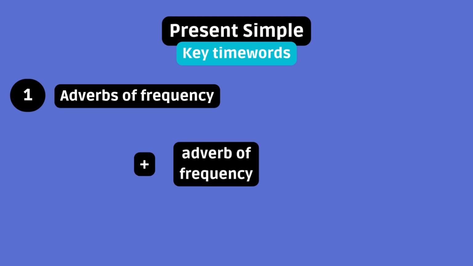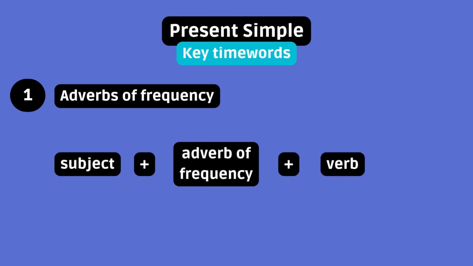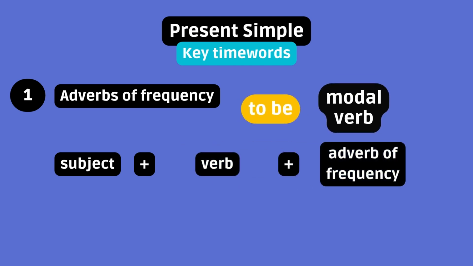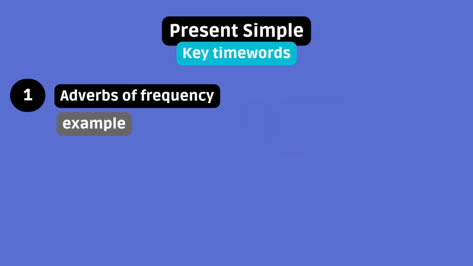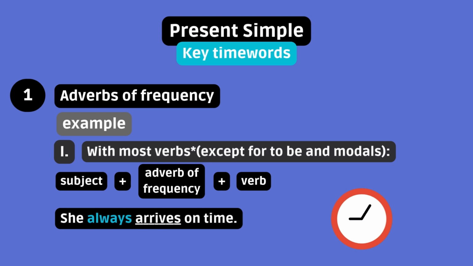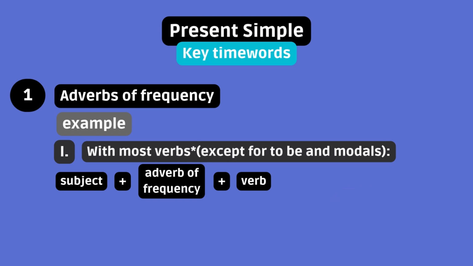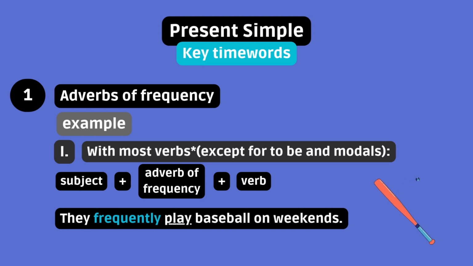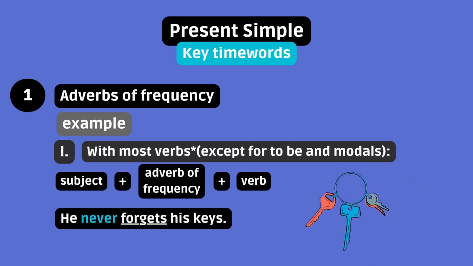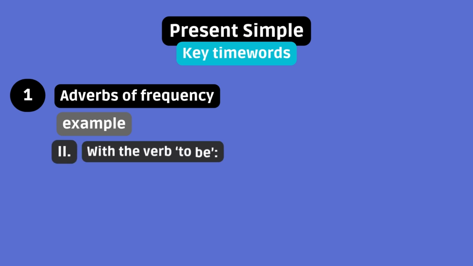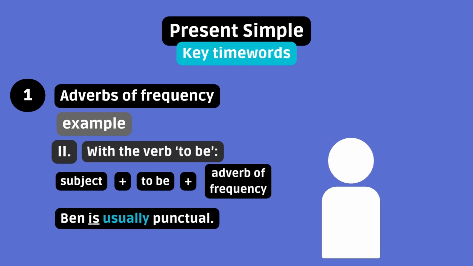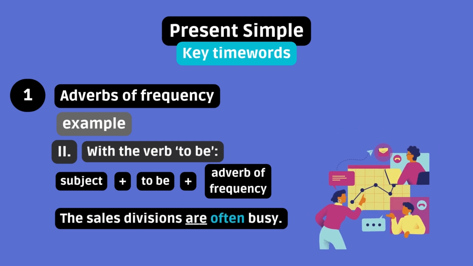These adverbs are found between the subject and the verb or after it when dealing with to be or a modal verb. Example, with most verbs. She always arrives on time. They frequently play baseball on weekends. He never forgets his keys. With the verb to be. Ben is usually punctual. The sales divisions are often busy.